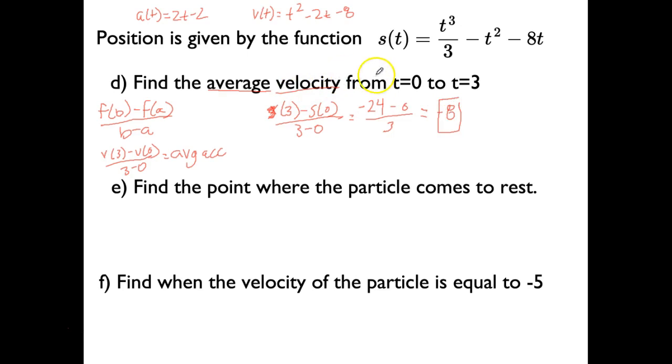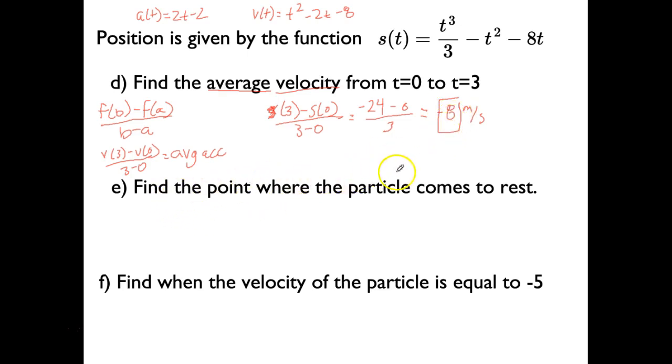And since it didn't give us units to use, I'm not going to use any. Most likely they'll be in meters per second or something, but our units were not given, so you don't need to denote any units if they're not given. So in this case, the average velocity is negative 8.